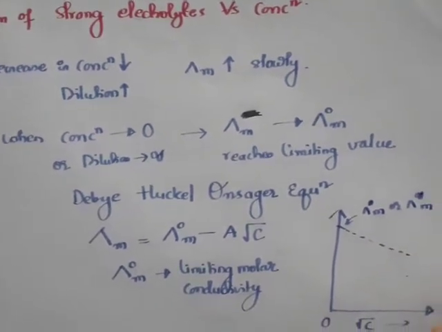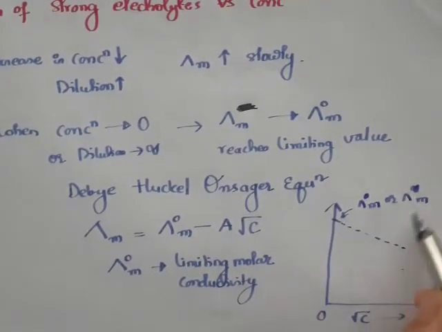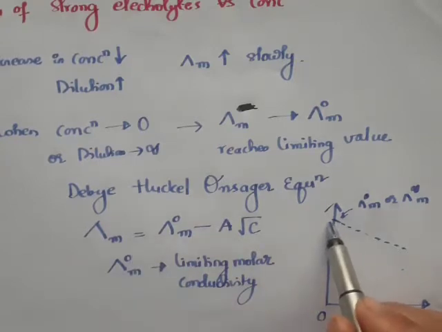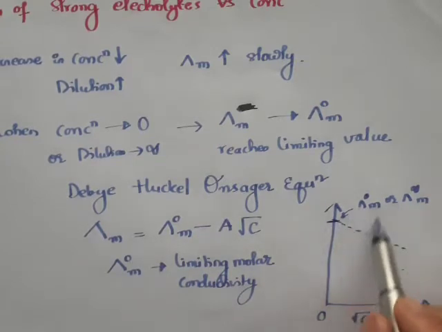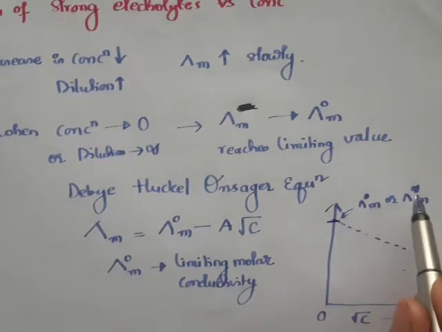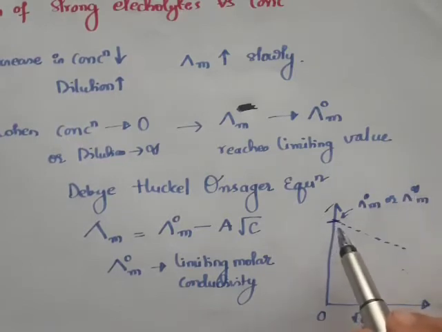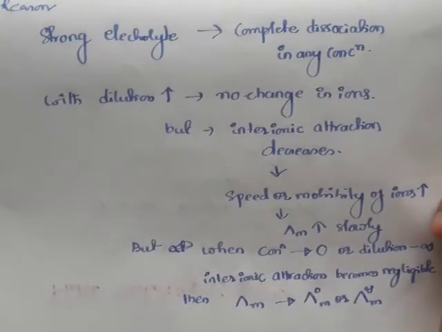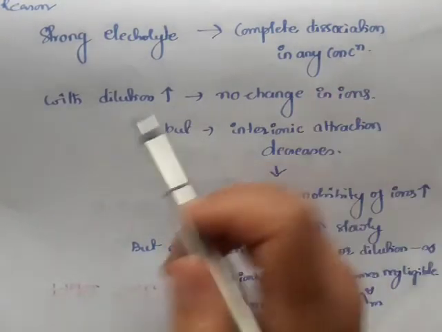Molar conductivity at infinite dilution. This is the type of graph you will get when you plot concentration and molar conductivity for a strong electrolyte. So from the graph, we can easily get the value of lambda naught m, or lambda infinite m, for any electrolyte. Now let us discuss the reason for that.